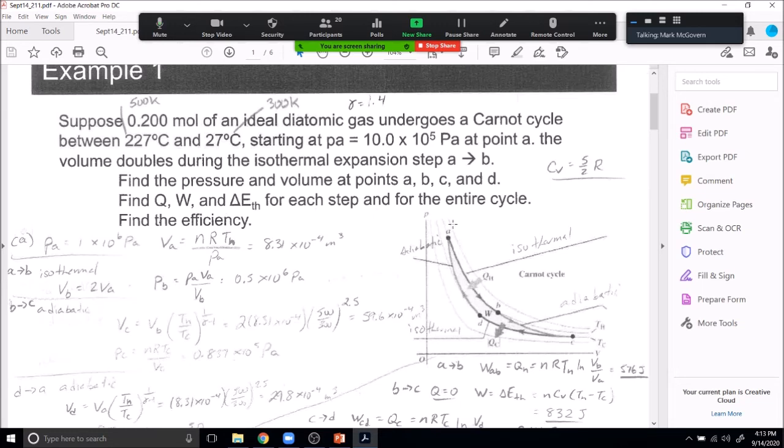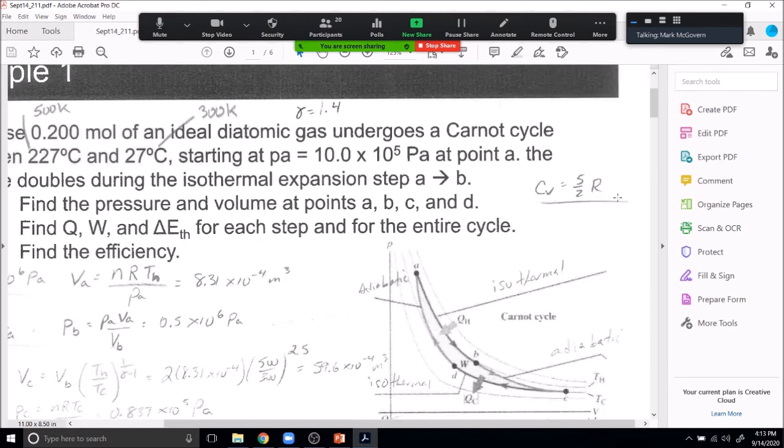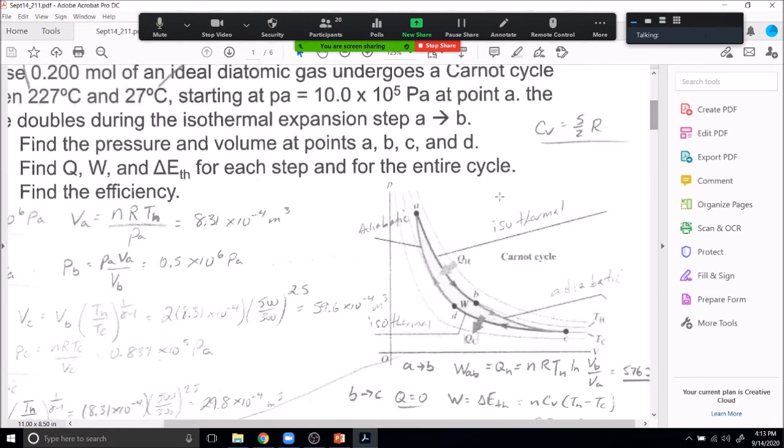Okay, so if we look down here at our process, let's first look at the process. A to B is the isothermal process where heat is added. B to C is the adiabatic process where the temperature drops and no heat is added. Process C to D is an isothermal process where heat is discarded. And then D back to A is an adiabatic process where the temperature goes back up with no heat transfer.